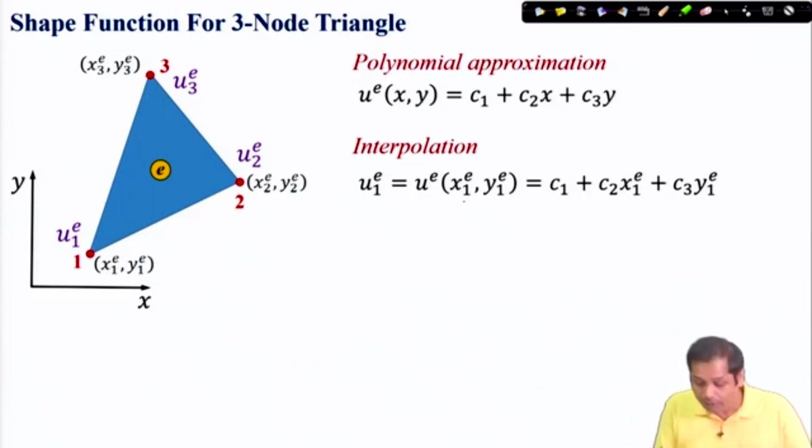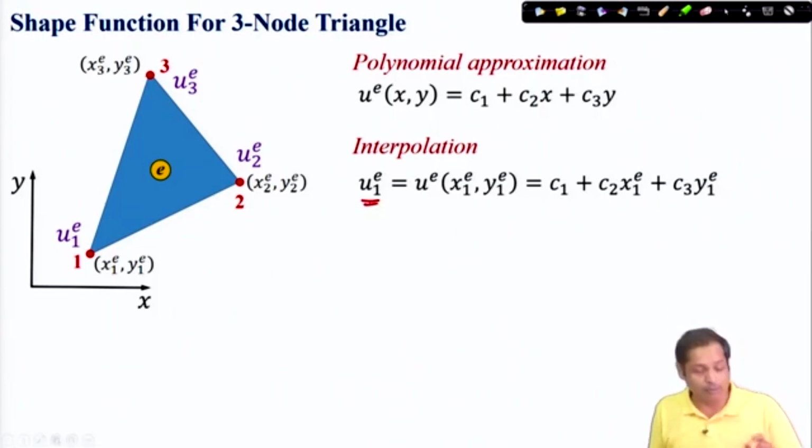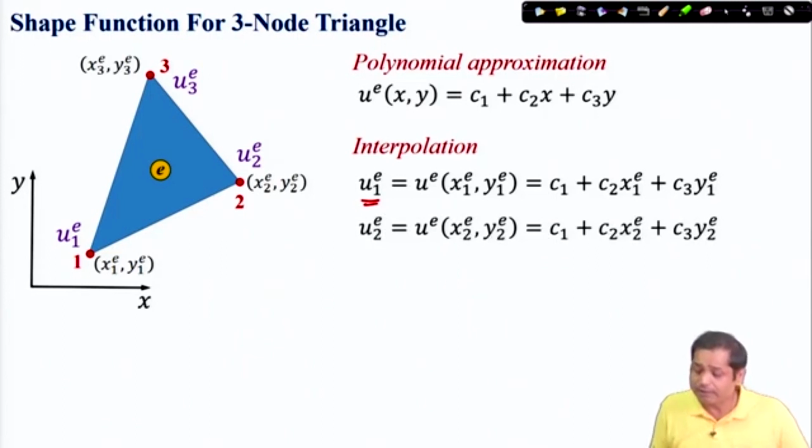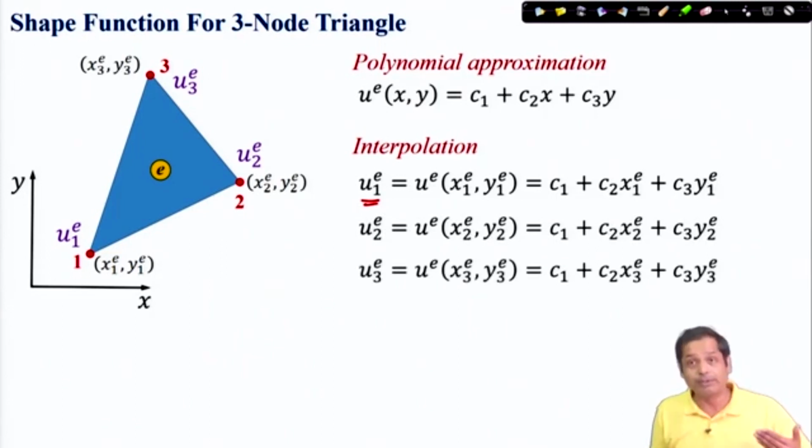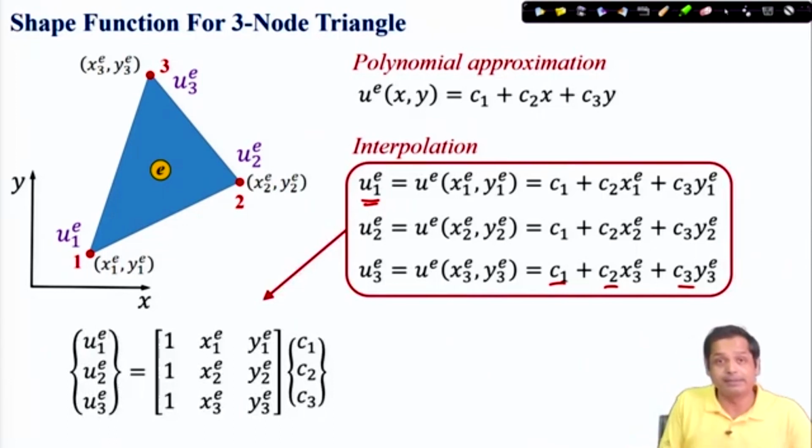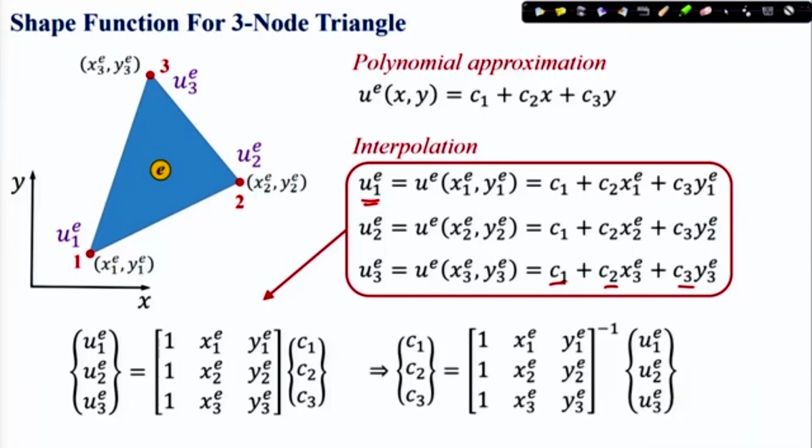So at node number 1, our approximation should restore the value at node number 1. Similarly it can be done in the case of node number 2 and then node number 3. So these three equations we have, and we have three unknowns, C1, C2 and C3, that we need to determine. Now these three equations can be combined and written like this, right? So from this we can say that C1, C2, C3 are this.